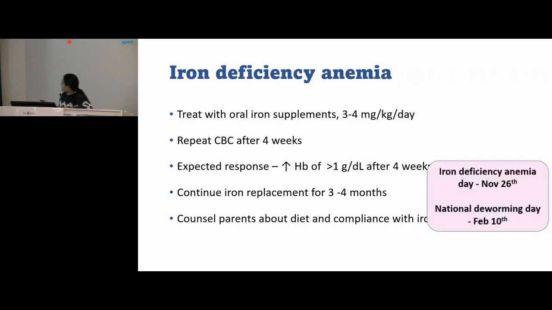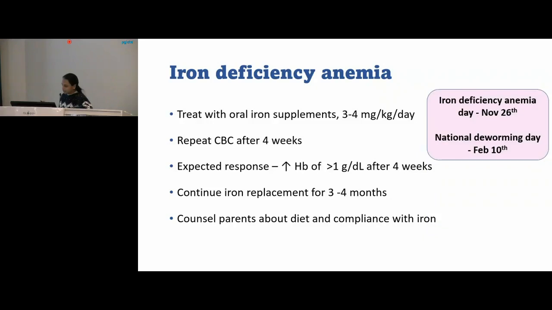So the Iron Deficiency Anemia Day is celebrated on November 26th every year, just so we all know that nutritional anemia is the most common cause of anemia, not only in our country but also worldwide. So we need to keep that in mind, and we also celebrate National Deworming Day on the 10th of February. It also focuses on the importance of deworming, and every child should be at least dewormed twice a year.